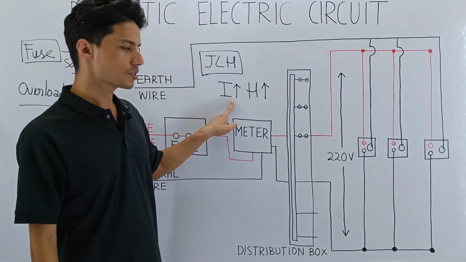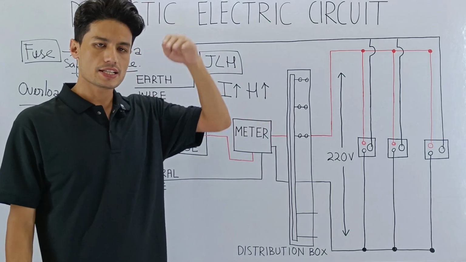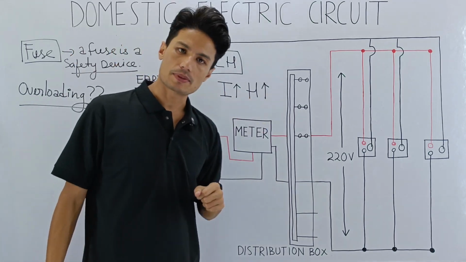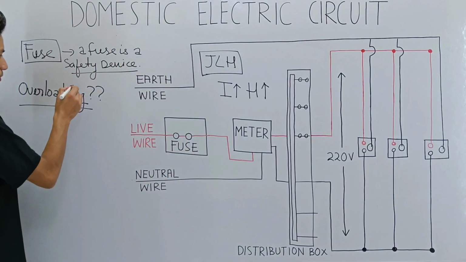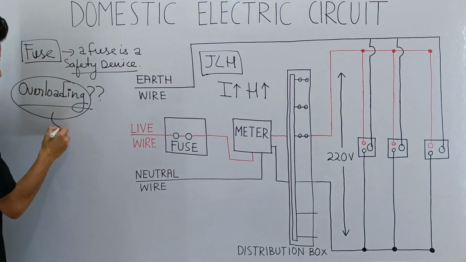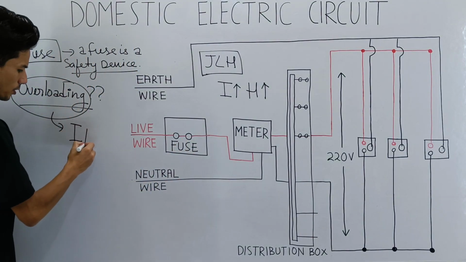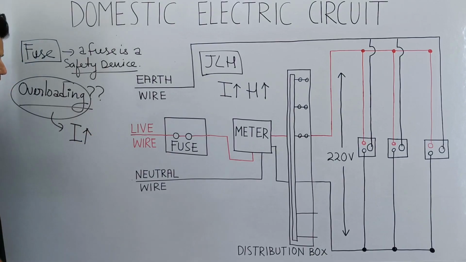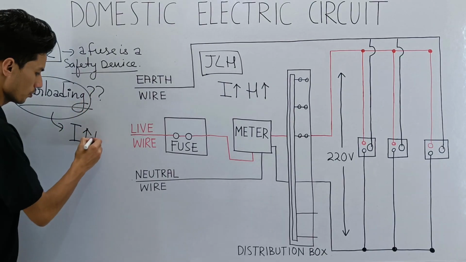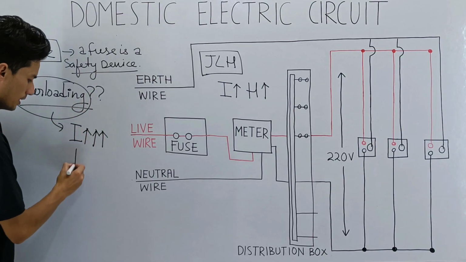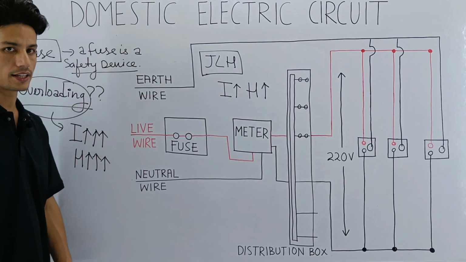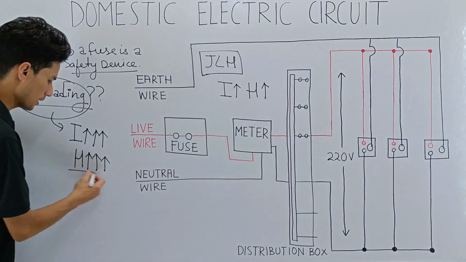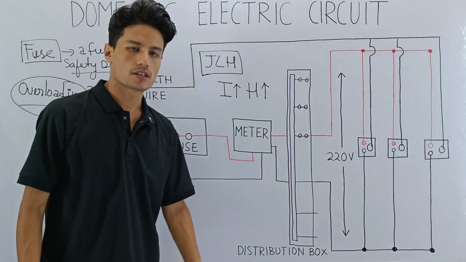So when more current flows, more heating takes place. When less current flows, less heating will take place. Because of this, overloading is bad. Because overloading means what? A high amount of current flow will take place, isn't it? So current flow will be high, thereby the heat produced will also be tremendously high.